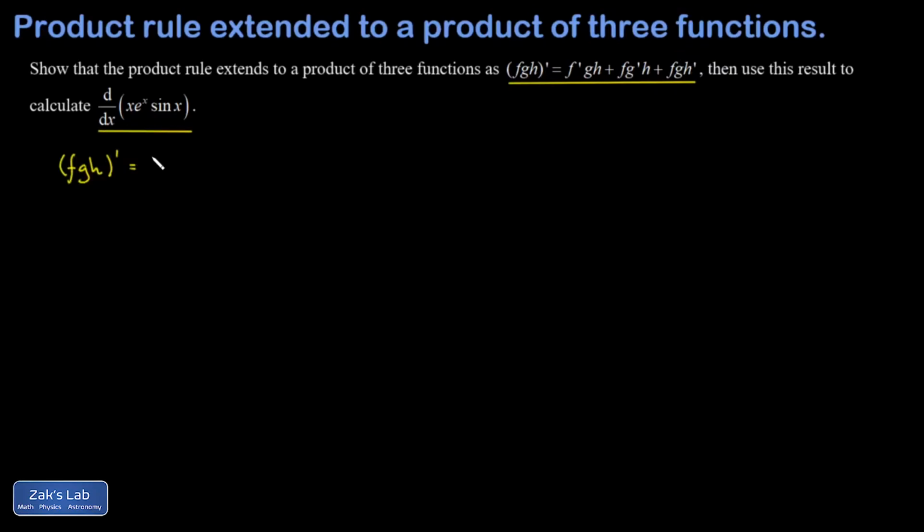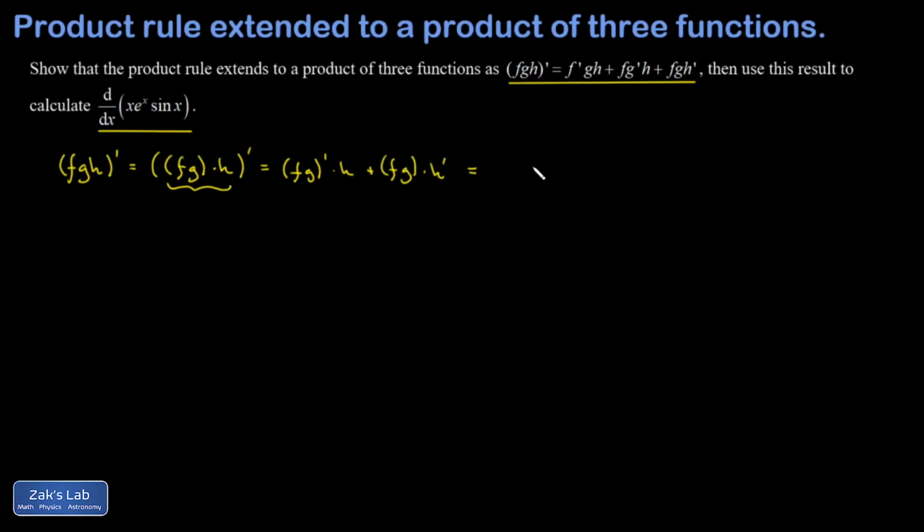So the proof of this extension of the product rule depends just on a simple little trick, and the trick is that I can view fg as a single function. And now inside these parentheses is just a product of two functions, and I apply the ordinary product rule to that, and we get fg prime times h plus fg left alone times h prime.